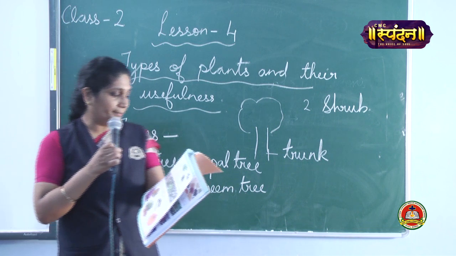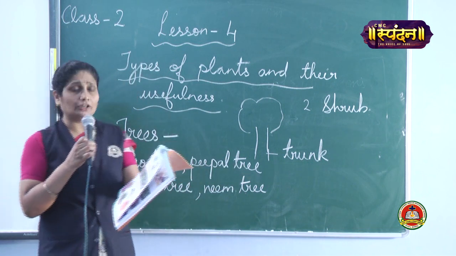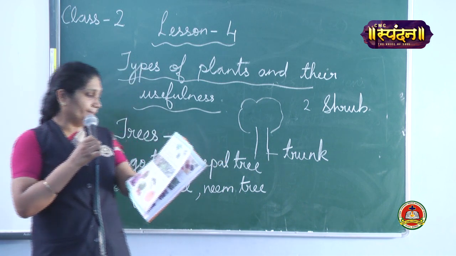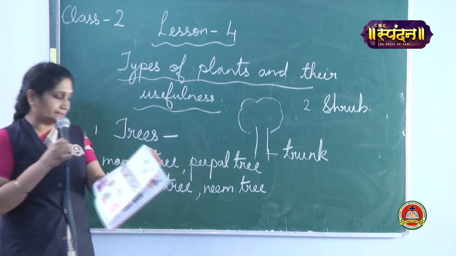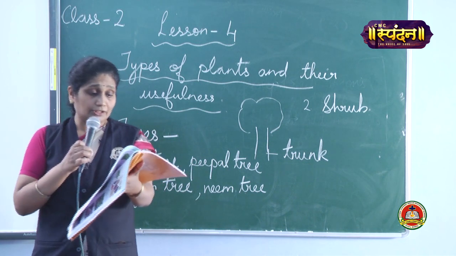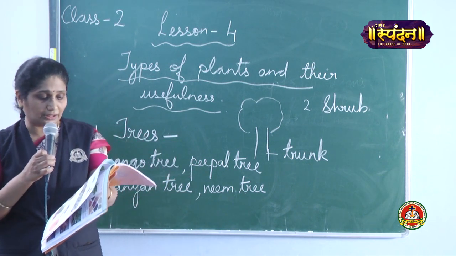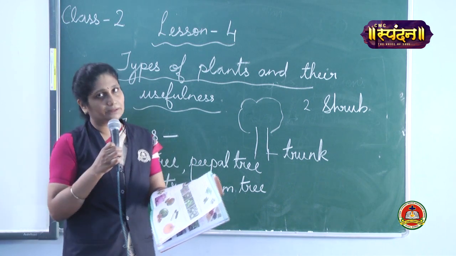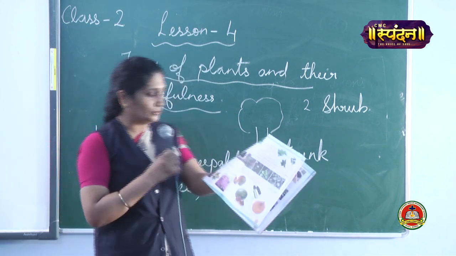So, the shrub has a thin stem, not like a thick tree. So, a shrub is a smaller plant. It does not have a strong trunk. It has many branches at the base. It lives for many years, lesser than tree. So these are the shrubs.